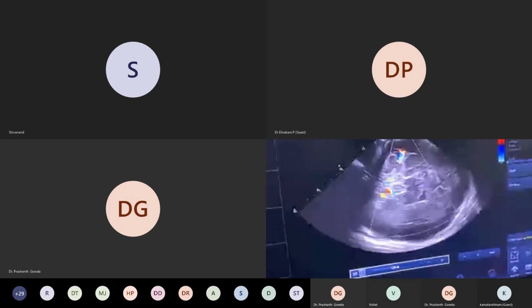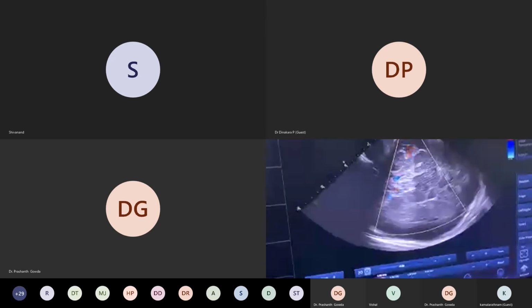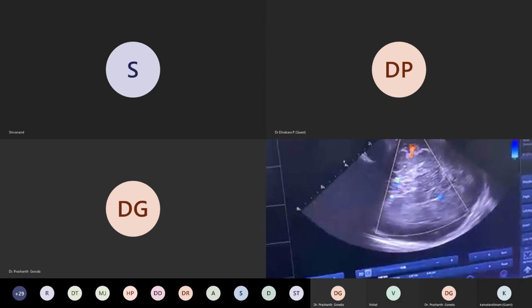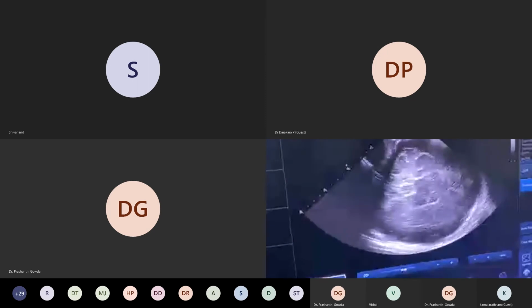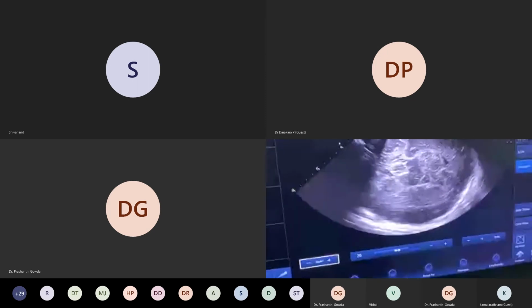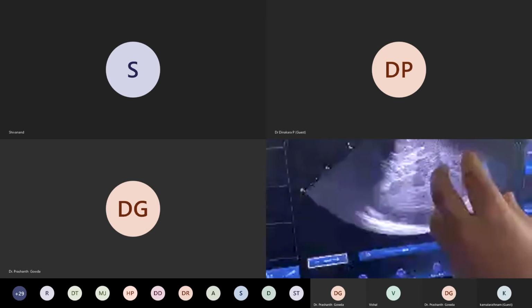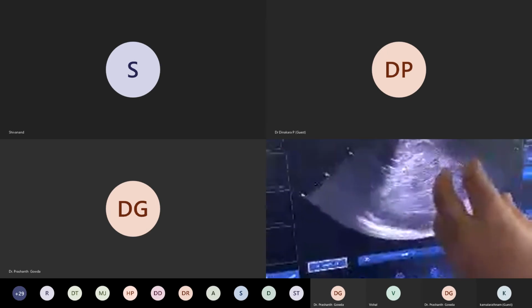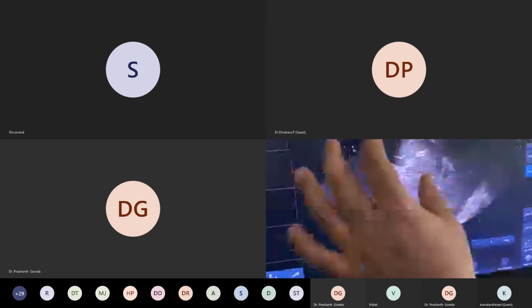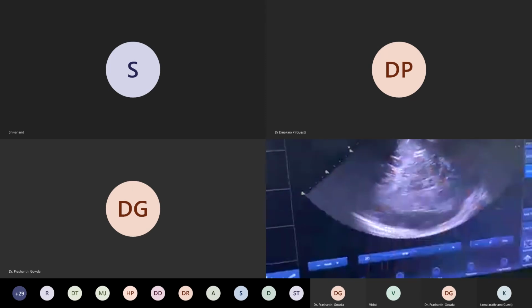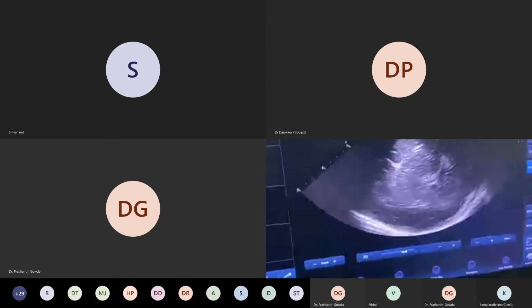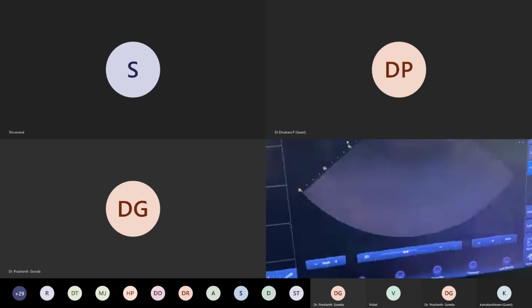Then you can take a Doppler of the middle cerebral artery. This is your temporal window. Posteriorly you have the posterior part of the brain, the occipital lobe and other things. Anteriorly you have this. So basically you are seeing the base of the brain. Now we'll go to the mastoid.